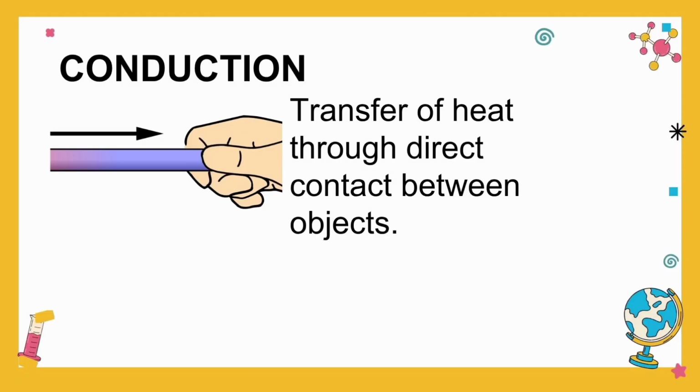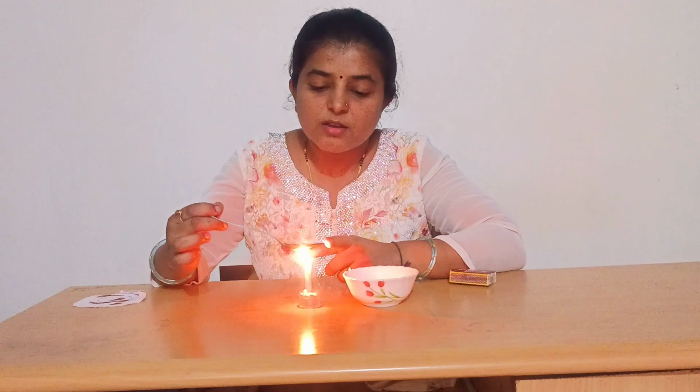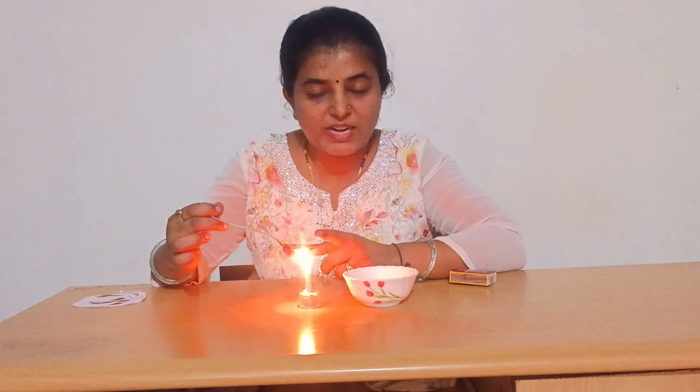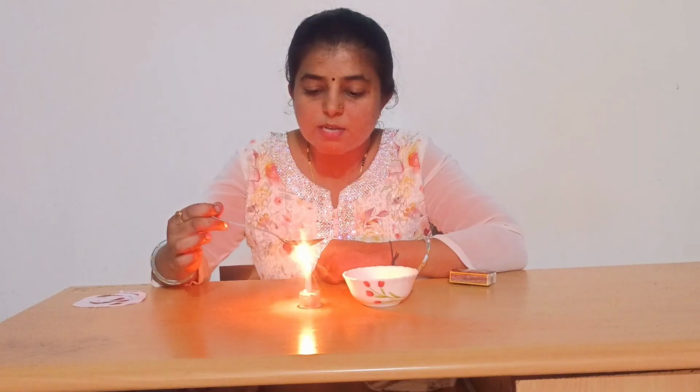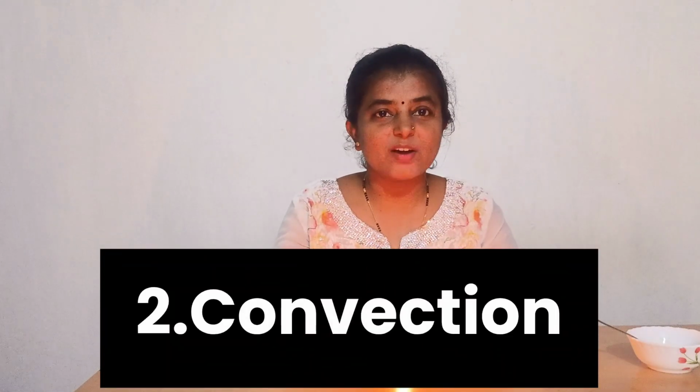Basically movement of heat or transfer of heat through direct contact. So here flame is heating the spoon which is melting the butter, and if you keep the spoon for some time on the flame, the other end where I'm holding the spoon also will get heated up. So this is the best example of conduction. Now, after conduction, we are going to understand what is convection.